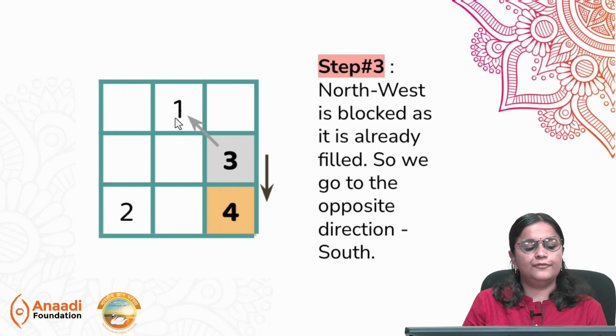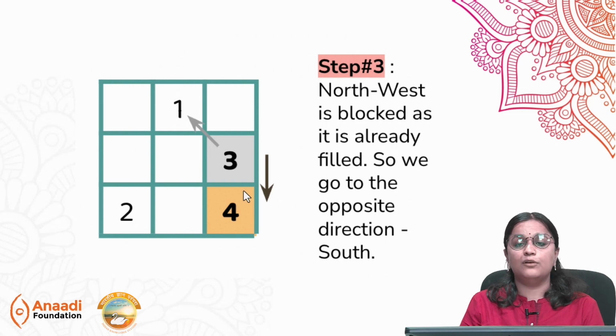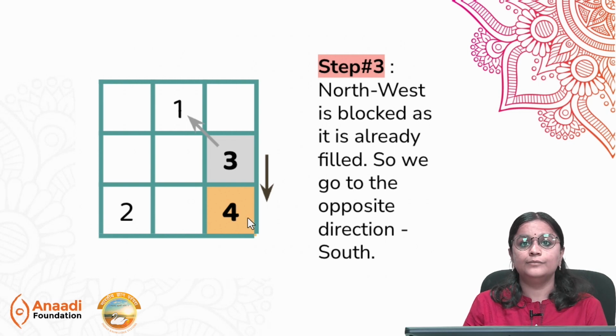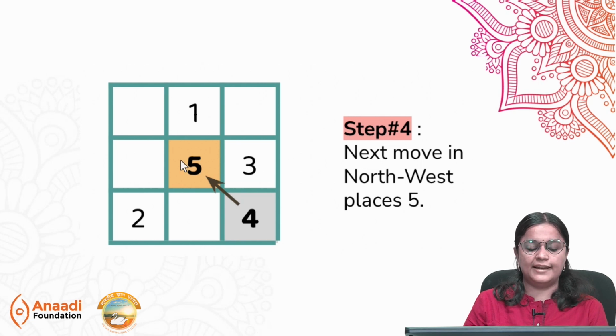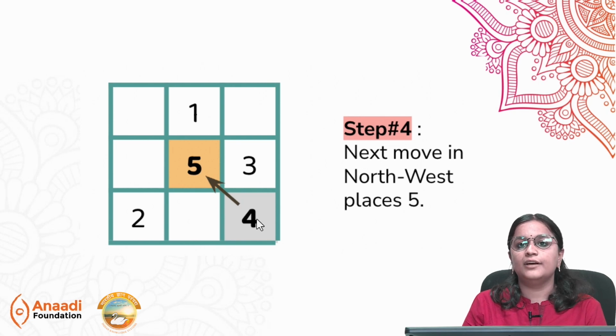From 3, if we try going to northwest, 1 is already filled up. So what is the rule? If you get blocked by another digit, just revert the direction. So instead of going north, we go south, and 4 is placed right below 3. From 4, northwest is fairly easy and we place 5 in the immediate northwest box.